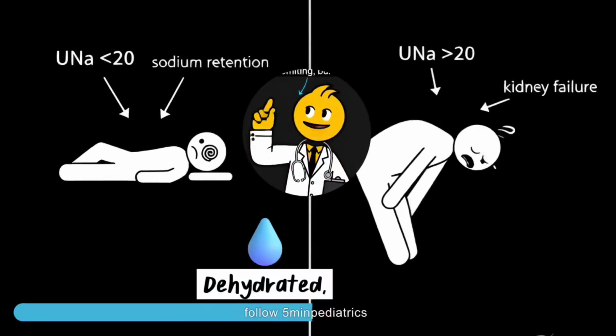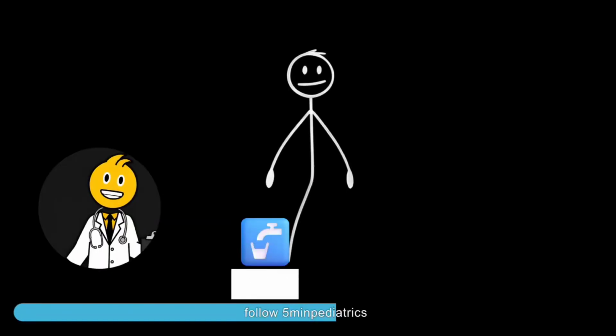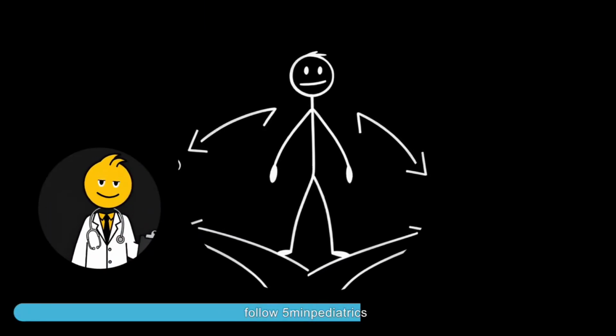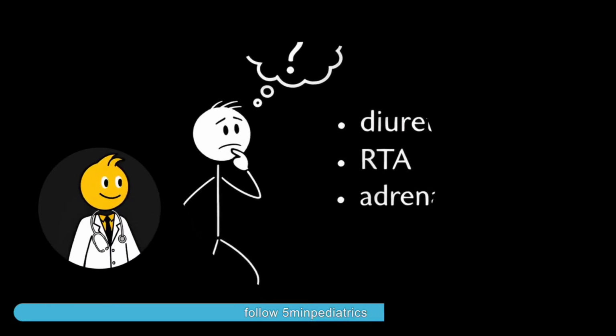If the child is dehydrated, think hypovolemic hyponatremia, diarrhea, vomiting, burns. If urine sodium is low, loss is outside kidney. If high, kidneys are wasting sodium. Renal losses include diuretics, renal tubular acidosis, mineralocorticoid deficiency.